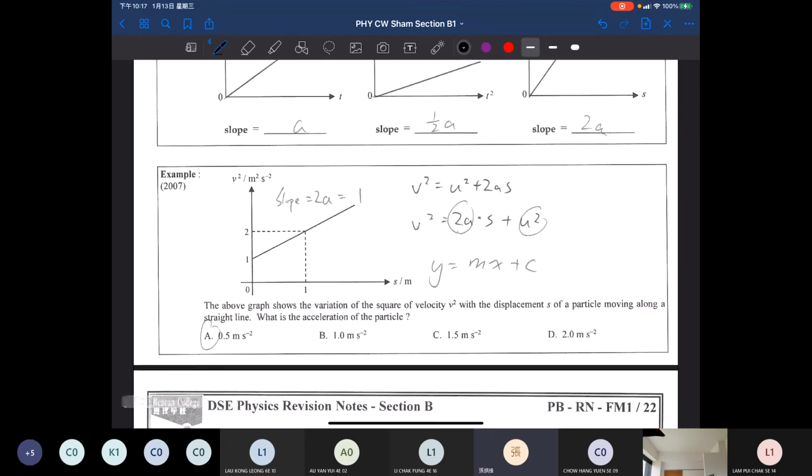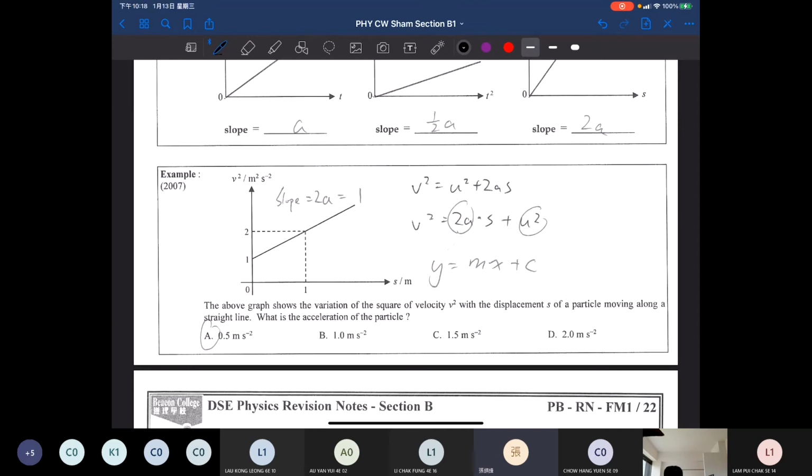In 2007, this is one of the past papers. The above graph shows the variation of the square of velocity v squared with the displacement s of a particle moving along a straight line. What is the acceleration of the particle? For this one, if you don't remember the relationship, you just need to use the original equation. v squared equals u squared plus 2as, so v squared equals 2a times s plus u squared. So we just compare it with y equals mx plus c, then calculate the slope.